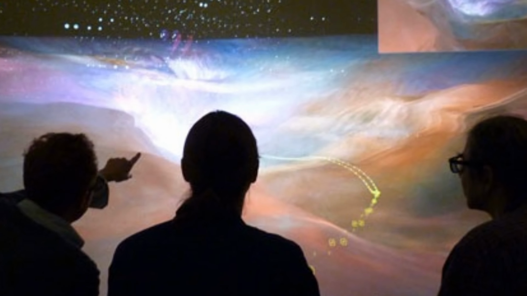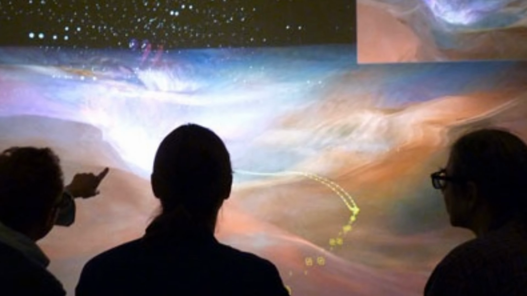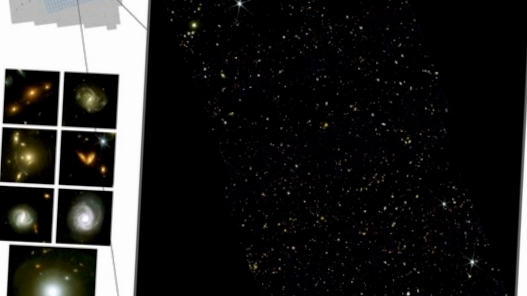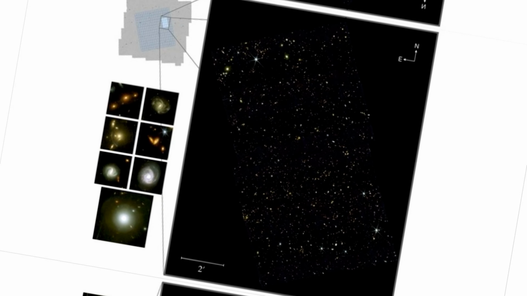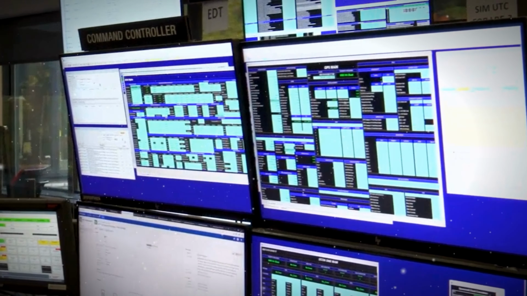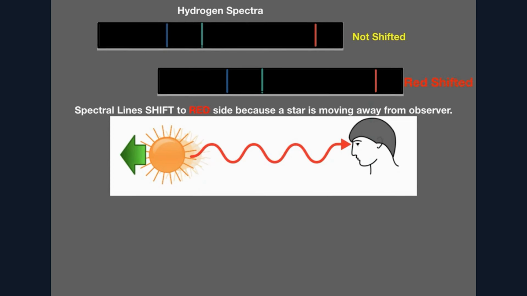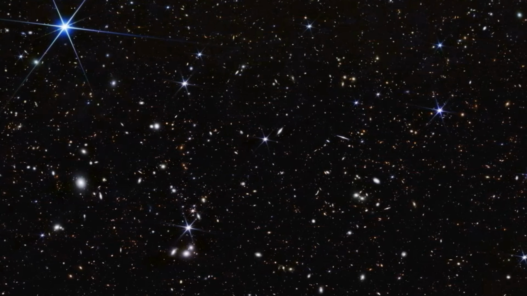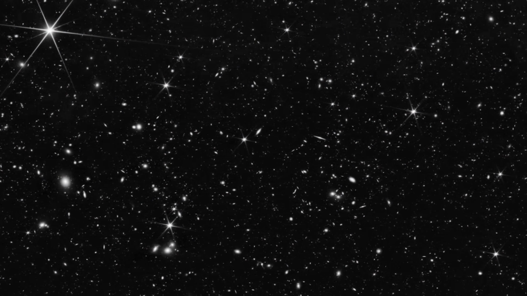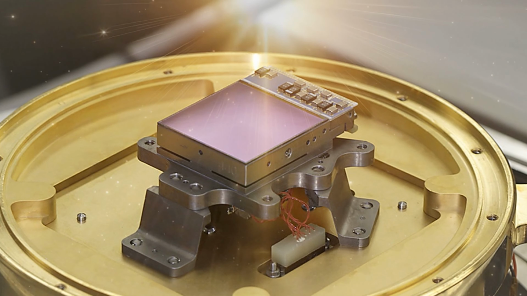You need galaxy positions in 3 dimensions, and the hard part is distance. You can't just look at a galaxy and tell how far away it is. You have to measure its redshift, which tells you how much its light has been stretched by cosmic expansion. Without redshifts, all your galaxies pile up into a flat 2D smear. This is where JWST changes the game.